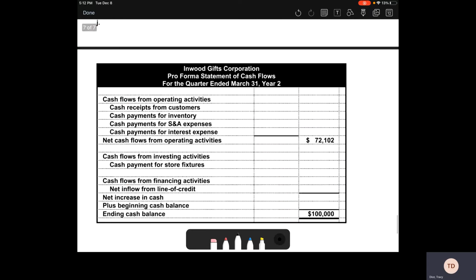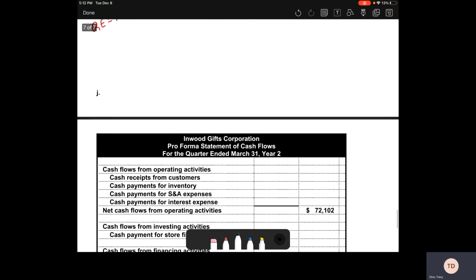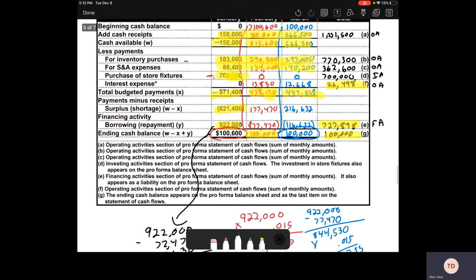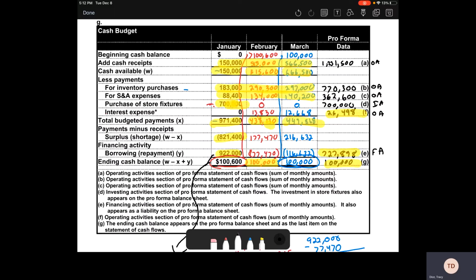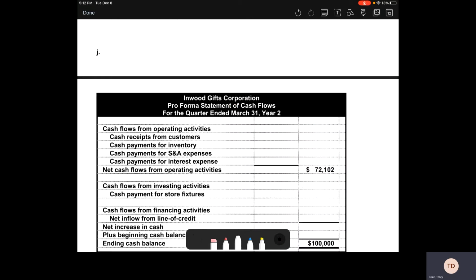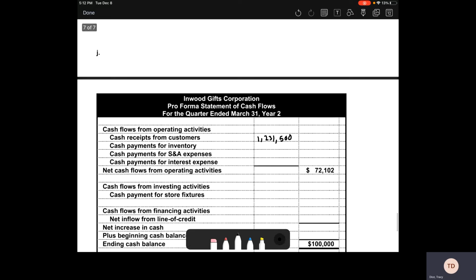And then the last thing we need to do is fill out our pro forma statement of cash flows. So to do this, we are again going to use our cash flow or cash budget. And when we use our cash budget, we're going to look for our receipts from our customers first. So we see that we bring in 1,231,500. So we're going to use this one right there. So again, that was 1,231,500. All right, so again, these are all operating.